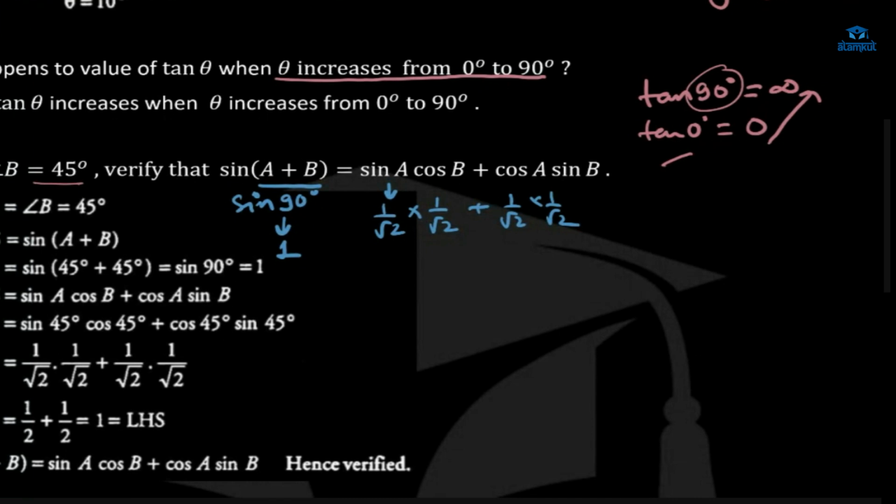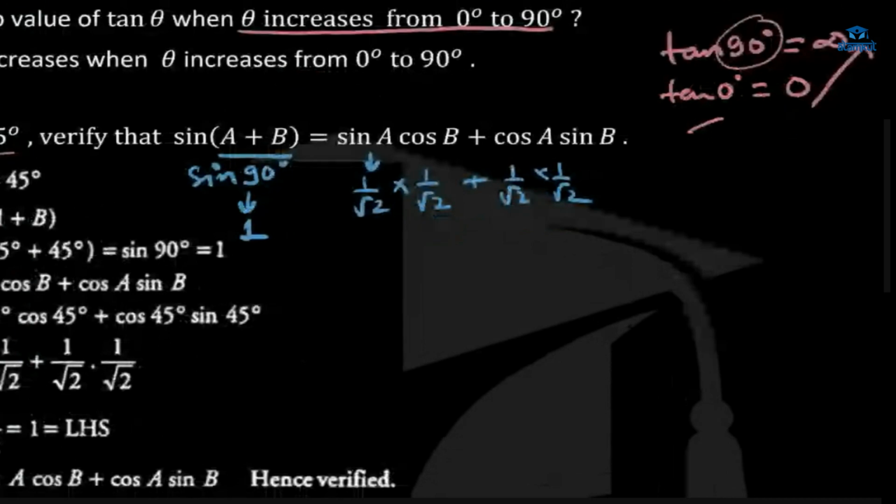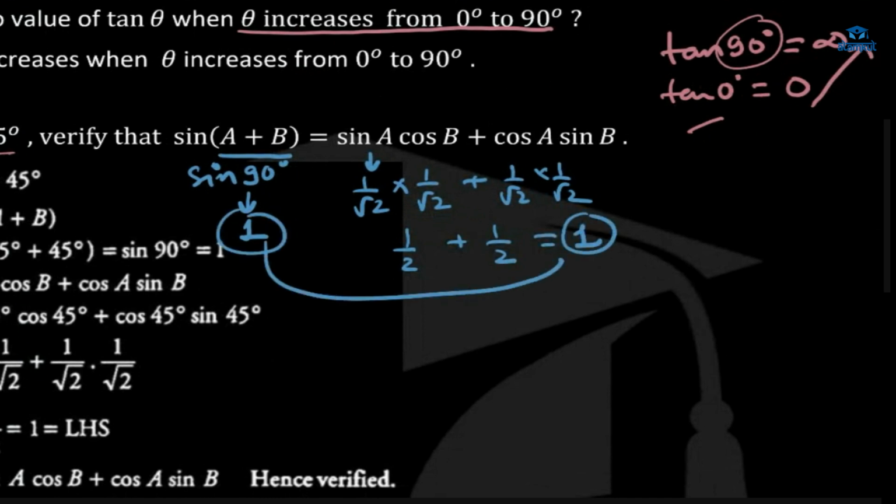And here angle A is equal to angle B. So 1 by root 2 times 1 by root 2 gives us 1 by 2, plus 1 by 2. Half plus half is equal to 1. LHS is equal to RHS. This has been proved.